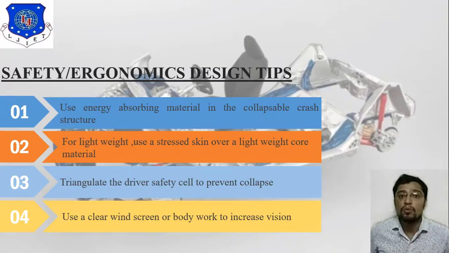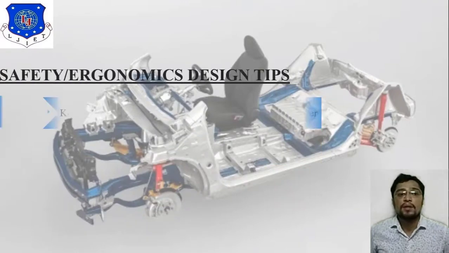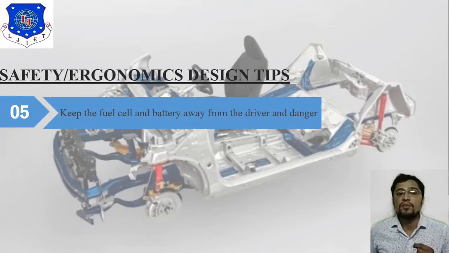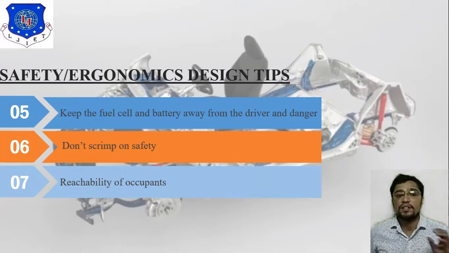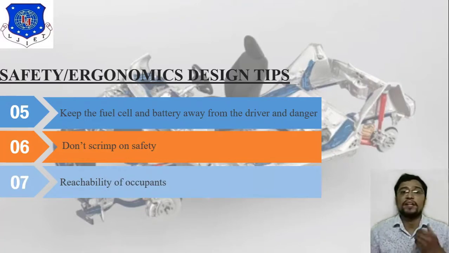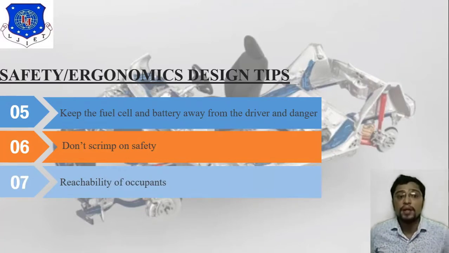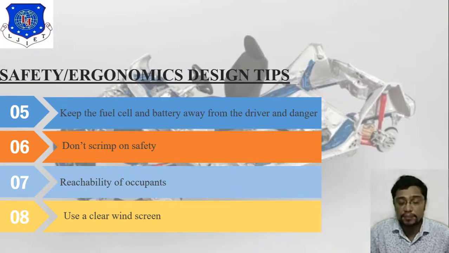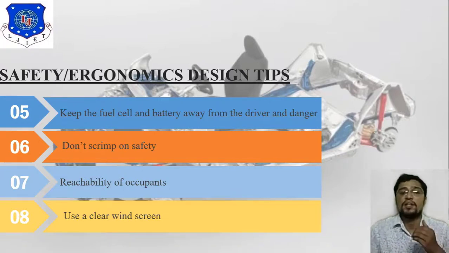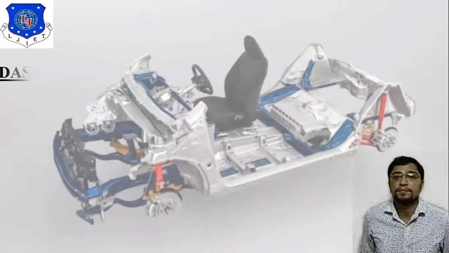So move forward to the fifth point. The fifth one, that is keep the fuel cell and battery away from the driver and danger. Next one, that is don't scrimp on safety. Next one, that is reachability of occupants. You can take reachability of all controls. And next one, that is use a clear windscreen. So these are the eight different safety ergonomics design tips, right? It is just like a safety purpose.